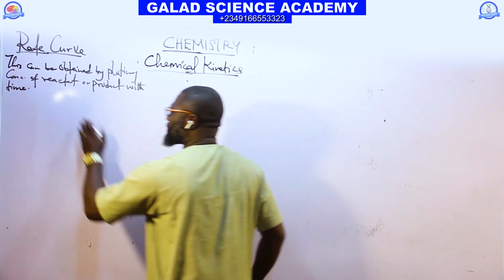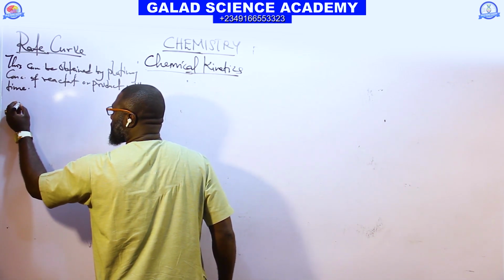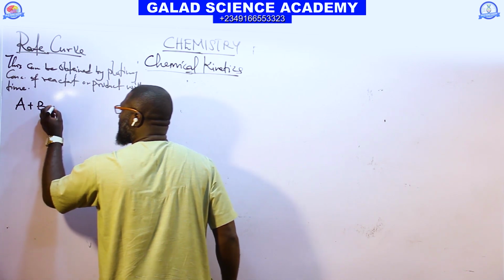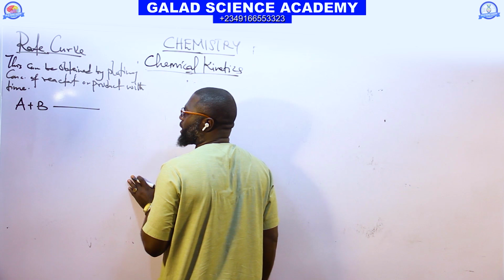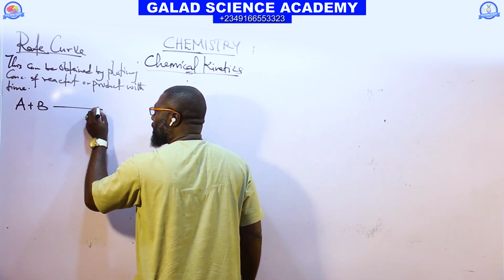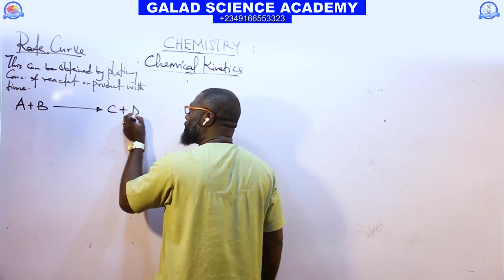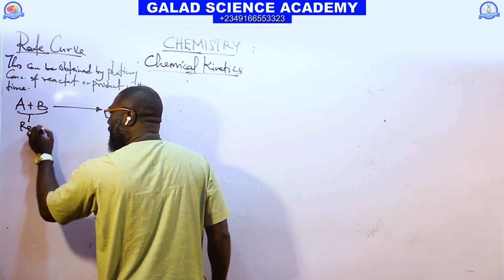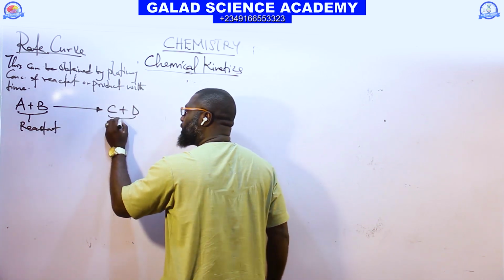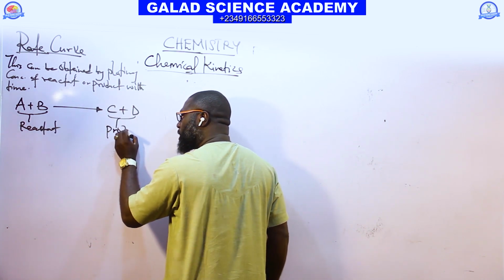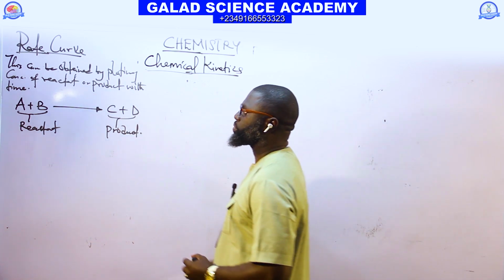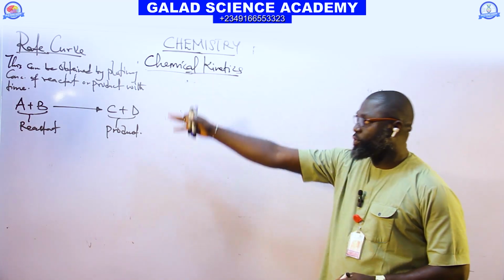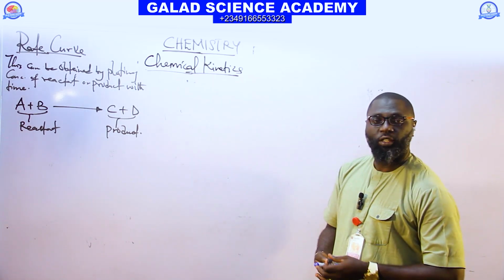If you have a reaction that comprises A and B, they add together to give us C plus D. We know that A and B are called reactants, and C plus D are products. We are now asked to plot the graph, the rate curve, of the equation.